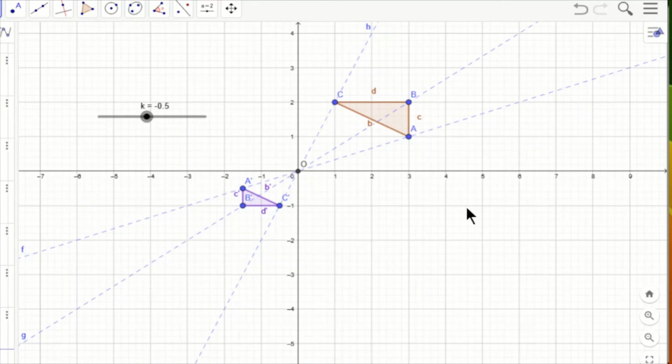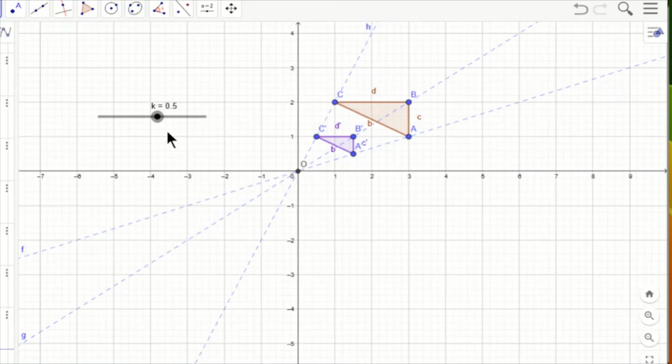When the scale factor is between -1 and 0, for example, a scale factor of -0.5, we would notice that the size of the image has been reduced and it is still at the opposite side of the object with respect to the center of enlargement. Now, if the scale factor is equal to 0, no image is formed. When the scale factor is between 0 and 1, for example, a scale factor of 0.5, we would notice that the image size is reduced, and now the image is at the same side of the object with respect to the center of enlargement.